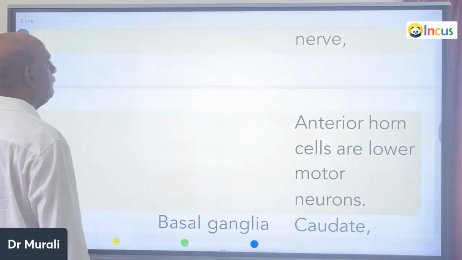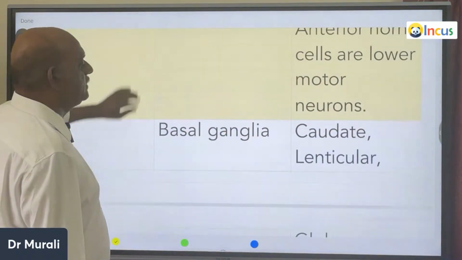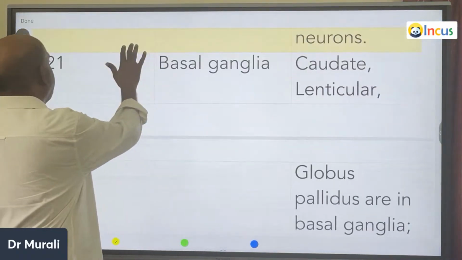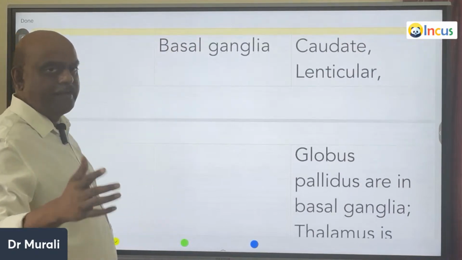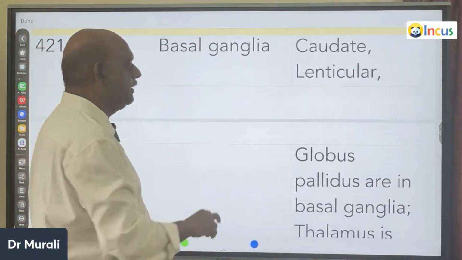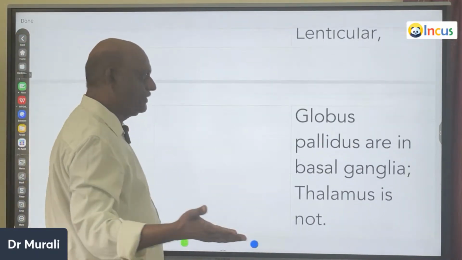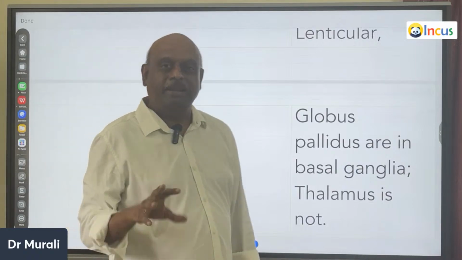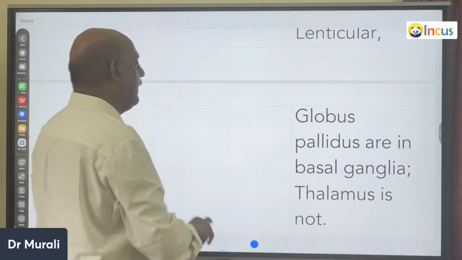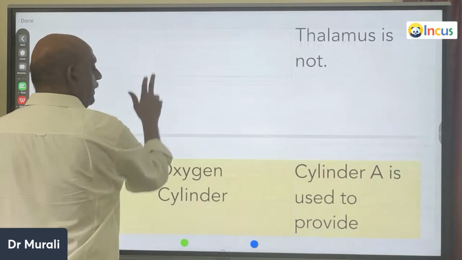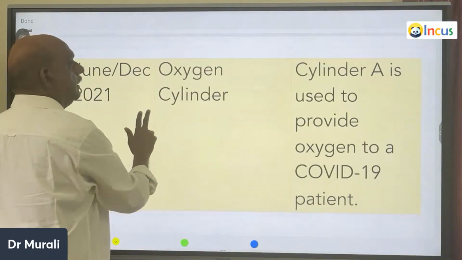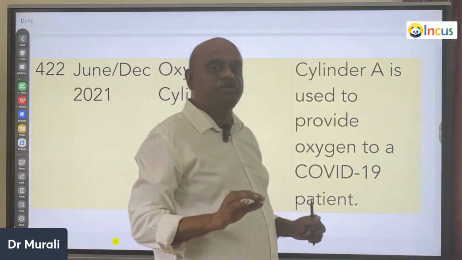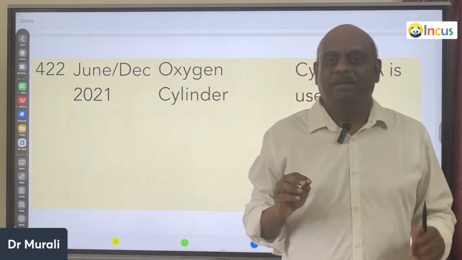Now, once you have this clarity, everything else is easy. So what are the basal ganglia, doctor? Caudate, lenticular, globus pallidus. They are all called the basal ganglia. Okay. Now, that completes almost the anatomy.